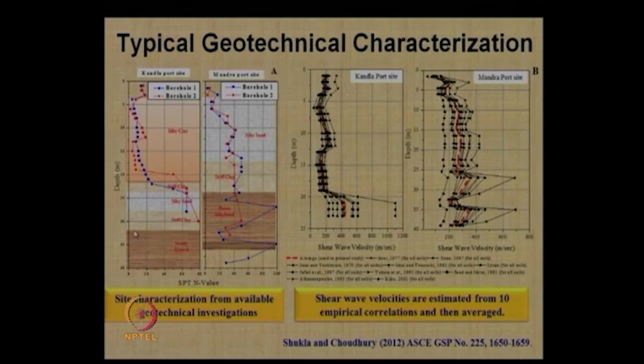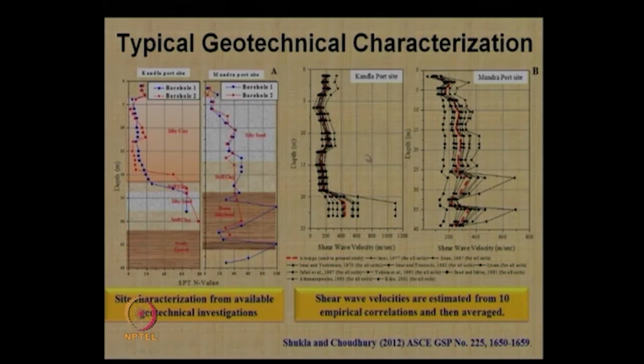Up to 30 meter depth, it is mostly soft to stiff soil, mostly clay with a very thin sand layer. Whereas for Mundra port site, it is mostly silty sand, followed by stiff clay and then dense silty sand. All the SPT N values recorded at the site also are available.